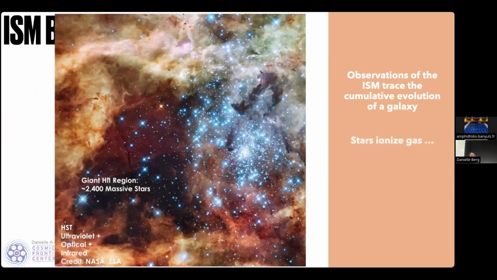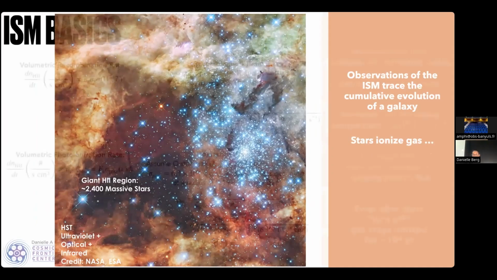Now, when we look at things that are really nearby, we can actually even see the individual stars, and we can see the gas that they formed from, the molecular gas. We can see the ionized gas that they're ionizing directly around these stars. And so we get this really beautiful picture that we can study in detail. From that ionized gas, we get a couple of things.